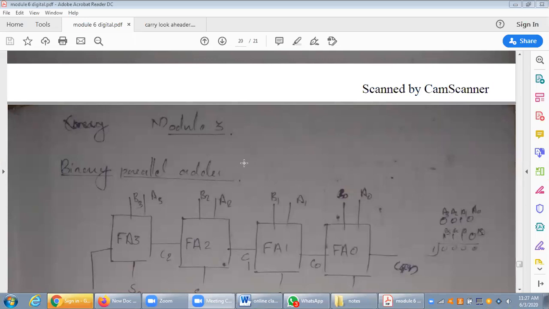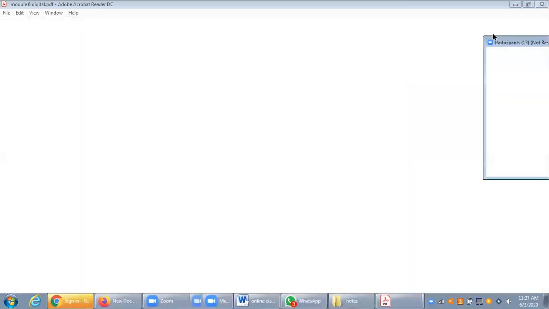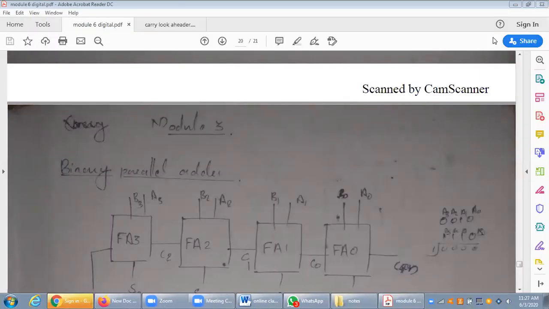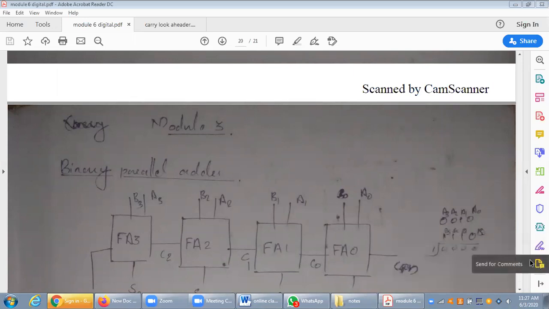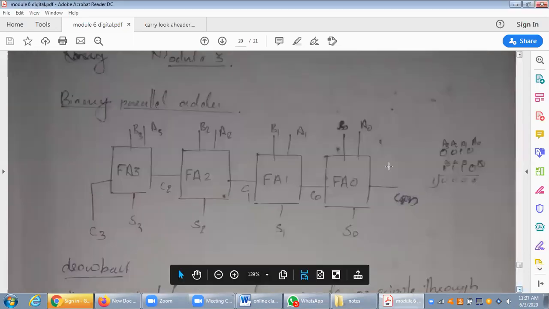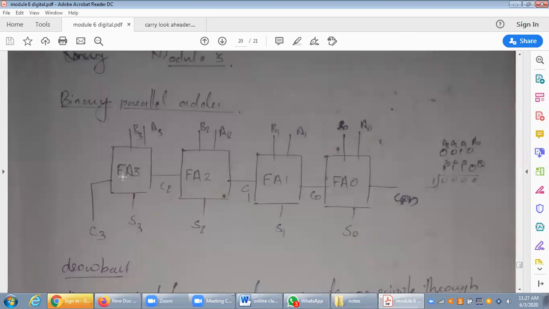First, we'll see about binary parallel adder. Binary parallel adder means we have to use full adders. For this one, it is a 4-bit binary parallel adder, so we require 4 full adders.